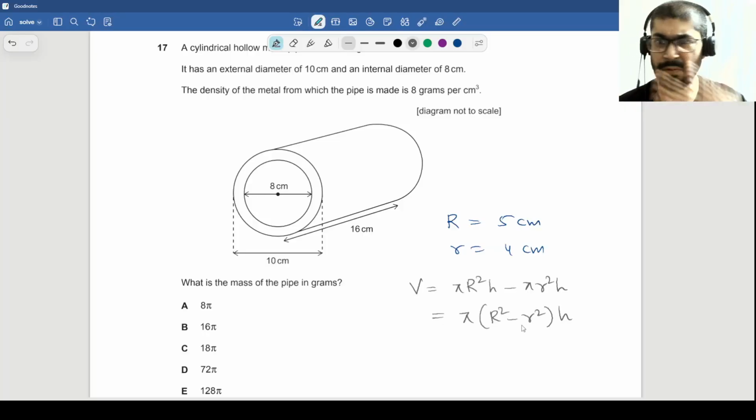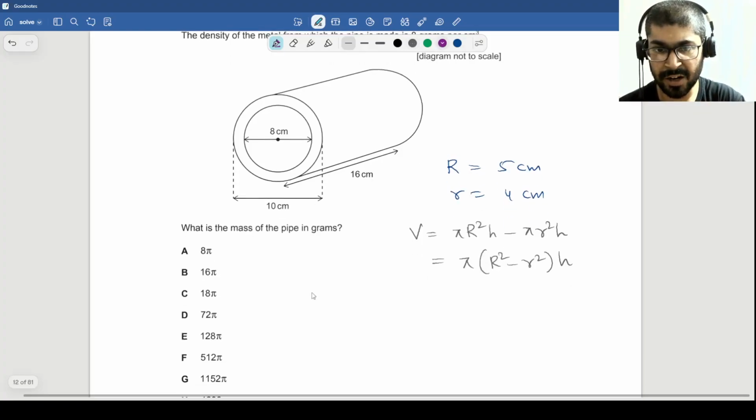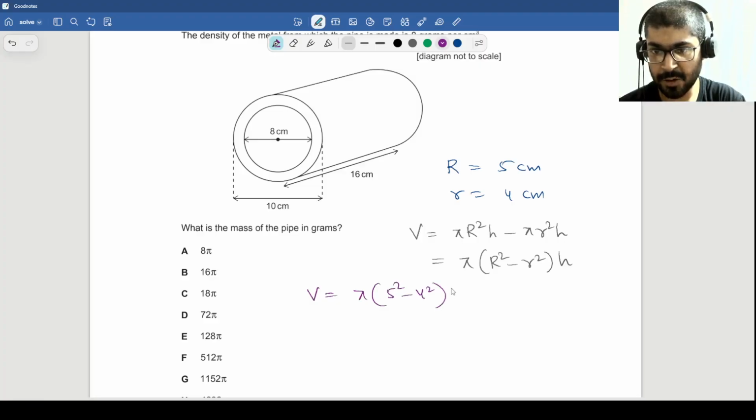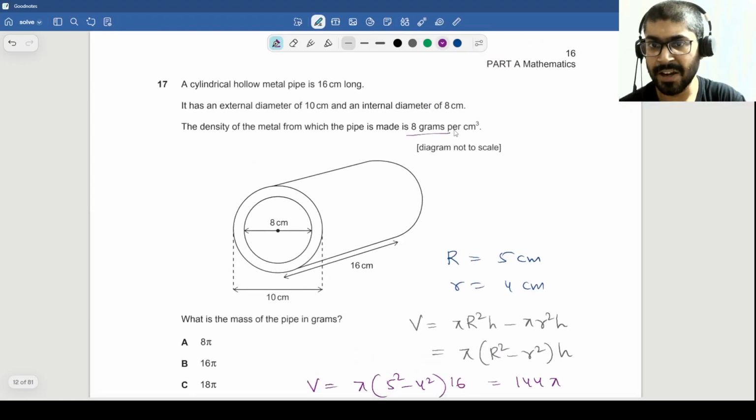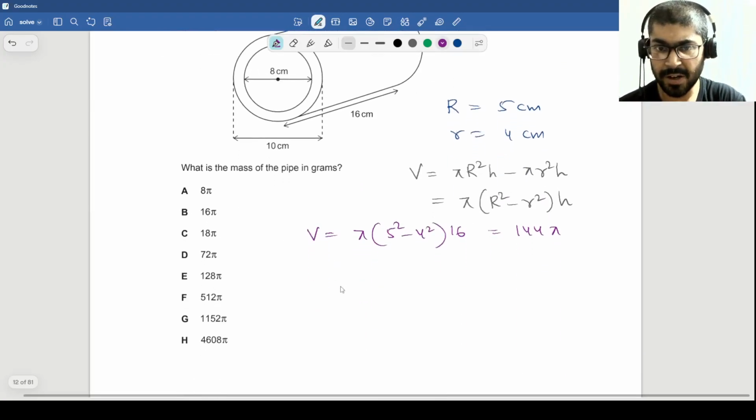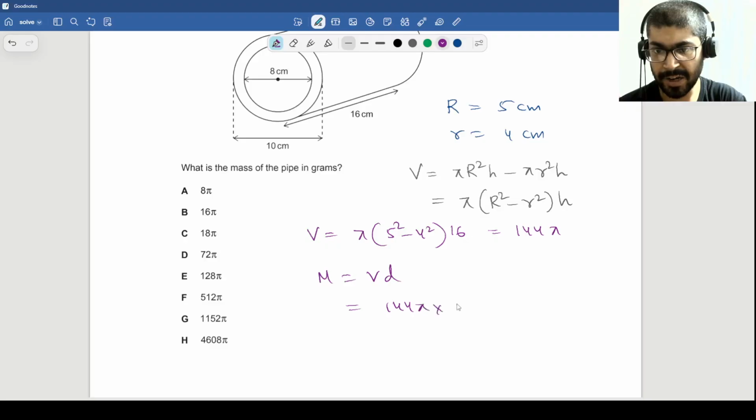Now I know the value of R, r and h, right? So it should not be very difficult to continue from here. So it is pi into (5 square minus 4 square) into 16. So 25 minus 16, 9 into 16, 144. So 144 pi. Now density is given as 8 grams per centimeter cube, right? So mass equals volume into density. So 144 pi into 8.